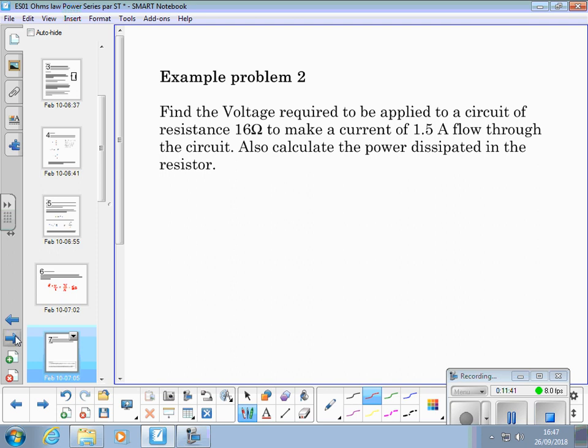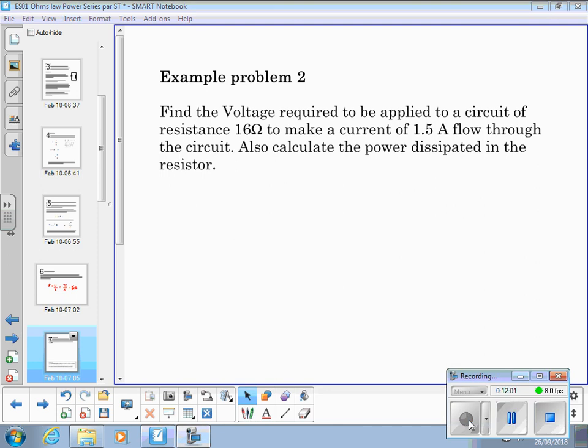Alright, over the page, example problem 2. Find the voltage required to be applied to a circuit of resistance 16 ohms to make a current of 1.5 amps flow through the circuit. Also calculate the power dissipated in the resistor. I'll let you have a go at that one.